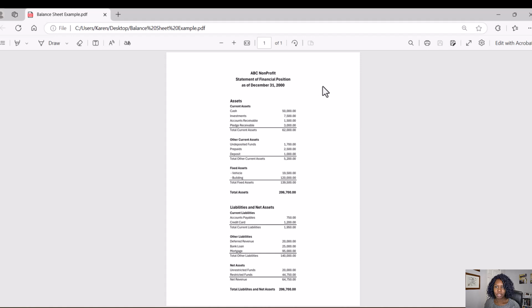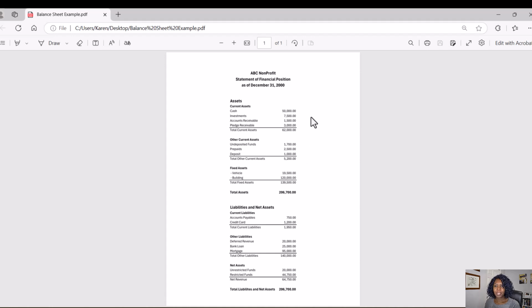When it comes to the statement of financial position, your assets will always equal your liabilities plus your net assets. So your total assets and your total liabilities and net assets, these two numbers should always be the same. If they're not the same, then there's an error somewhere. And if you're using software, for the most part, they're not going to let those amounts get out of balance because of the way it's set up.